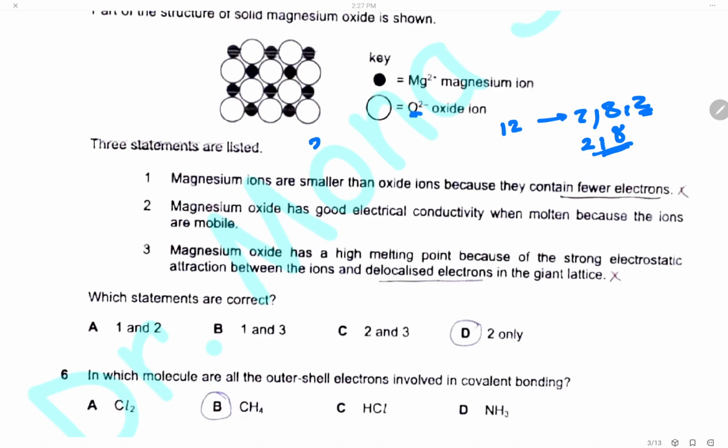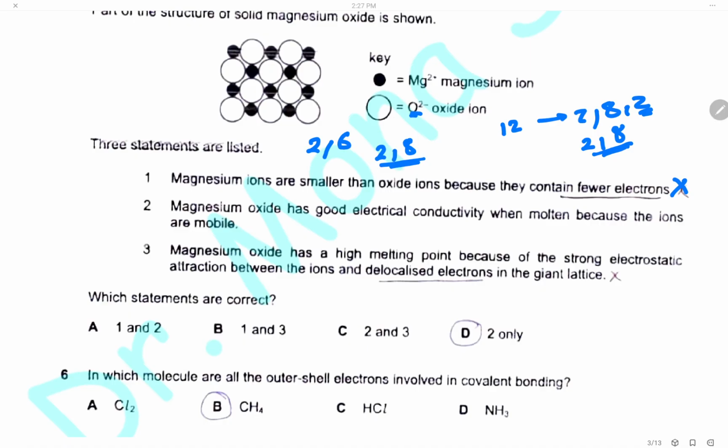The oxygen atom has electronic configuration of 2,6. After gaining 2 electrons to form the oxide ion, it has the electronic configuration of 2,8, so it has a total of 10 electrons. So both have the same number of electrons. That's why statement 1 is wrong.